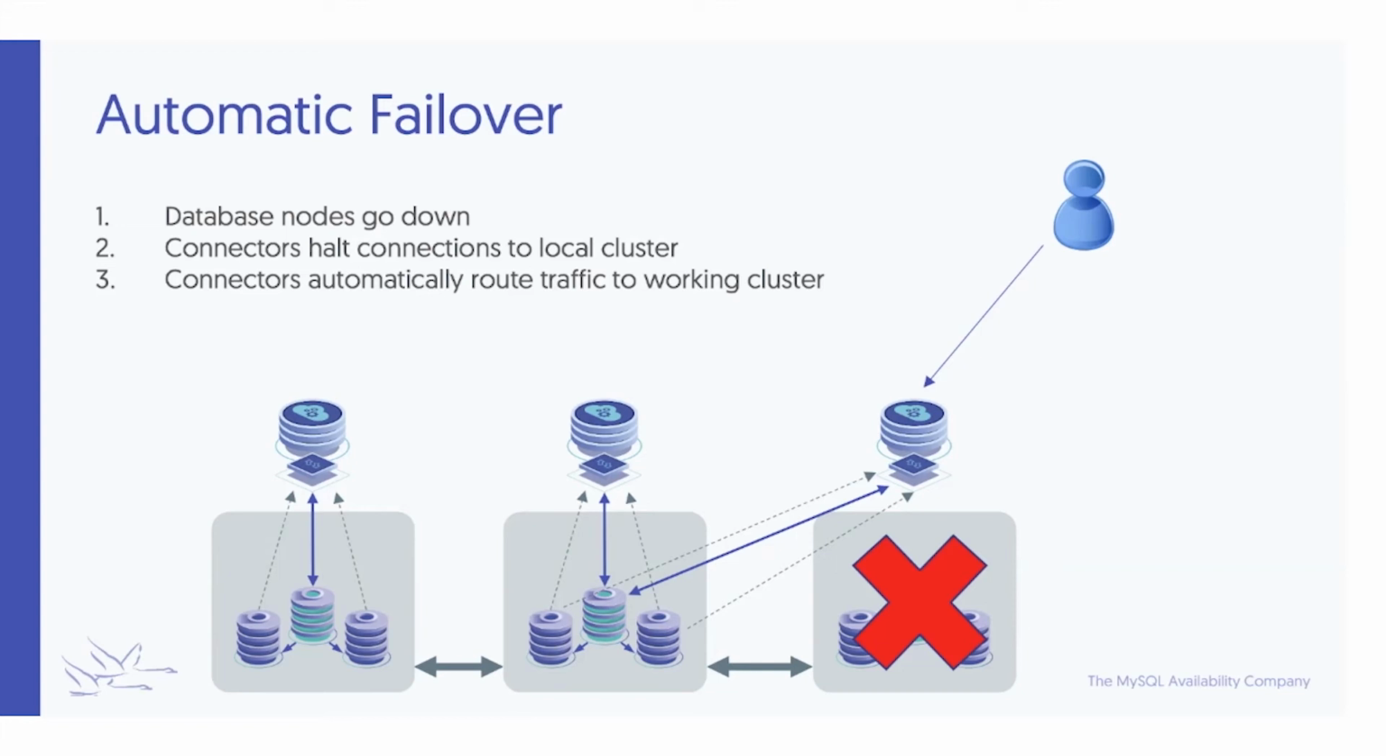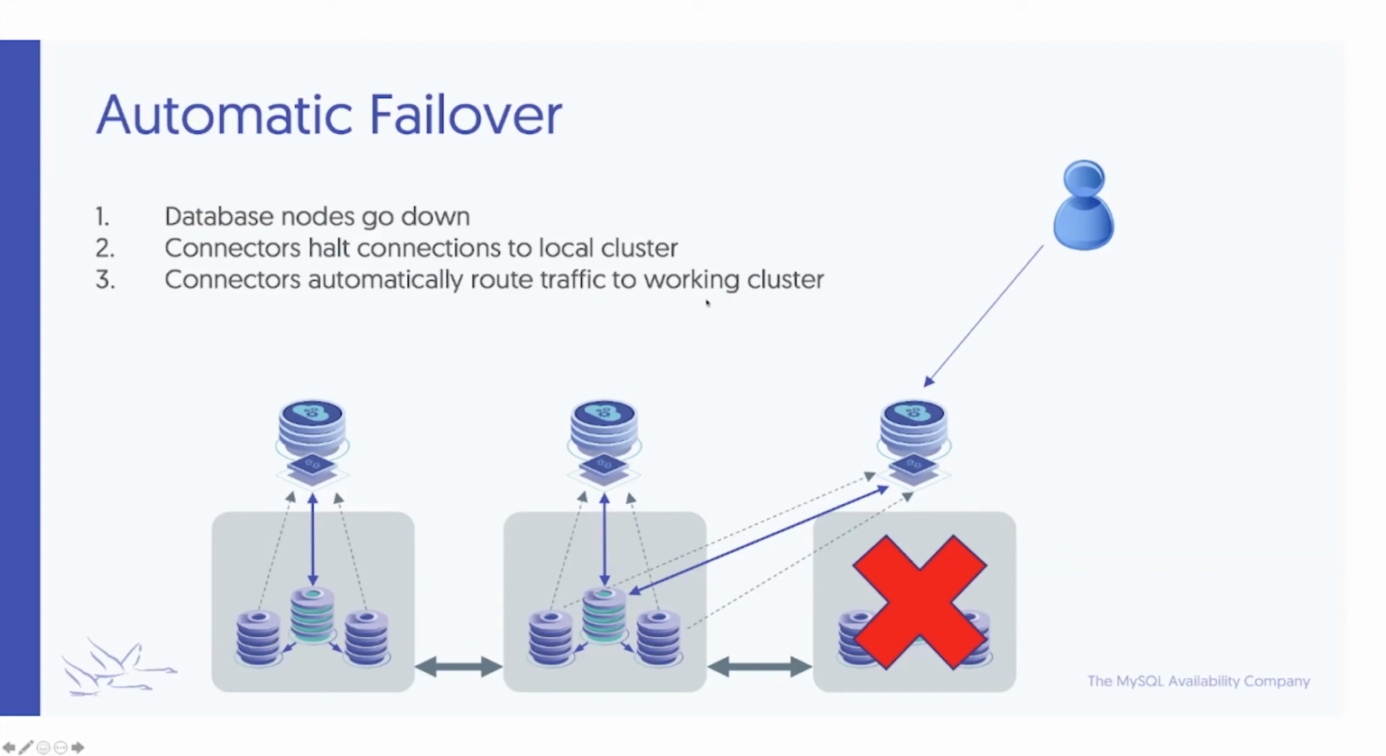And fail back in this case is actually really easy. We bring the nodes back up on the site closest to the user. And then we just tell the connectors that that site is ready to be used again, and the connectors can repoint back to that site. So really easy failover, and just as importantly, fail back.